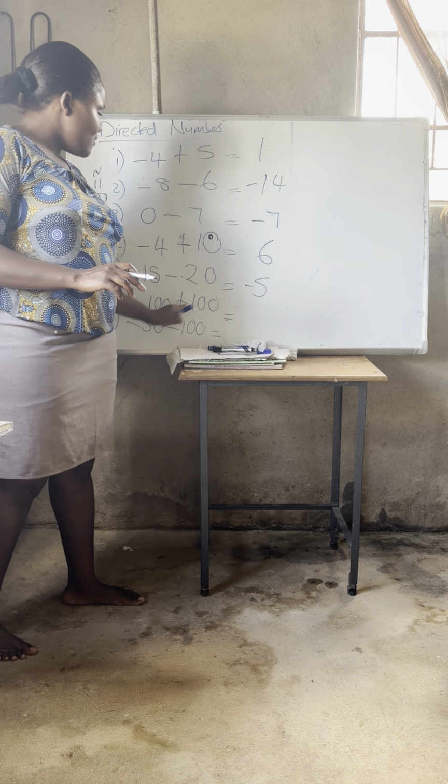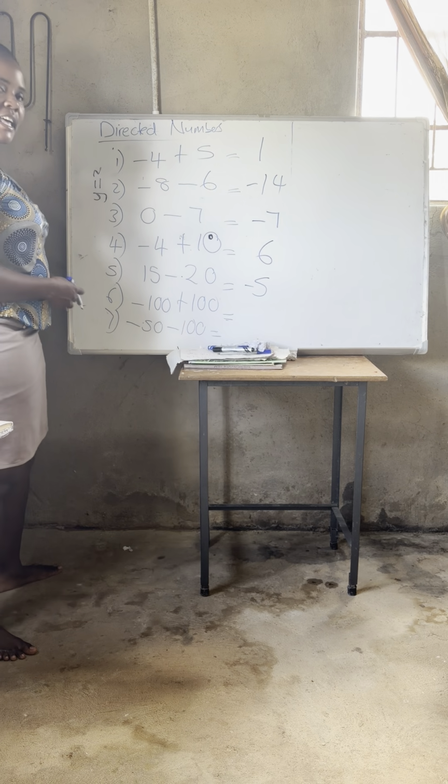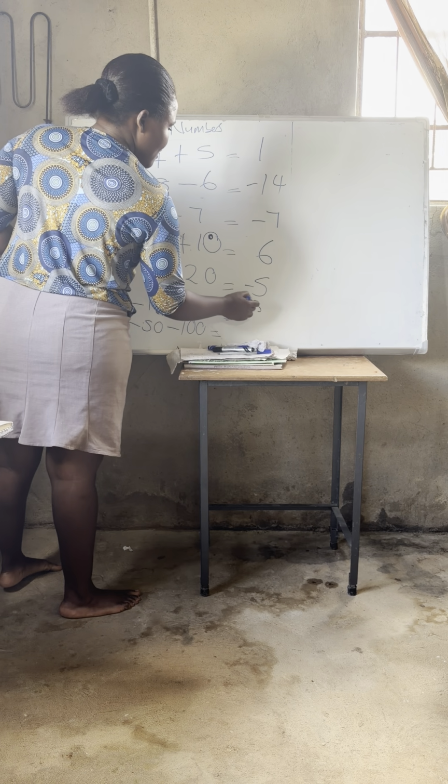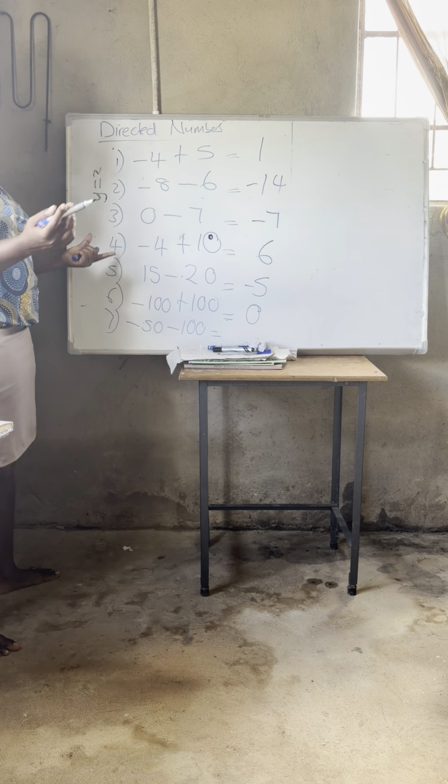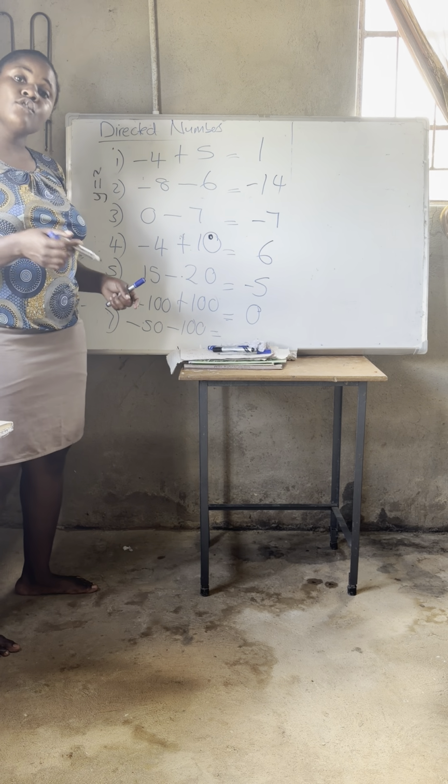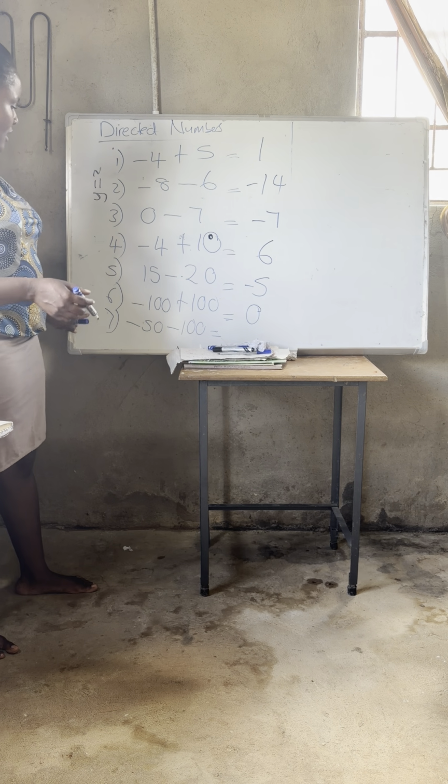This one, negative 100 plus 100. The signs are different. 100 minus 100 is 0. 0 doesn't have a sign. It is neither positive nor negative.